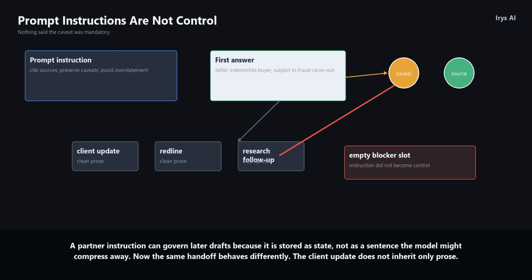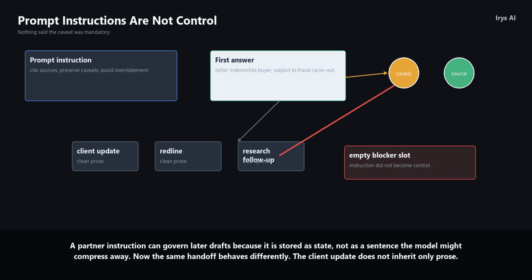An instruction lives inside the model's current context. A control survives outside the current answer. In Irys, the caveat should not be trapped inside a paragraph. It should be a separate matter object. The claim is one object. The source is another. The caveat is another. Confidence is a field. Review status is a field.